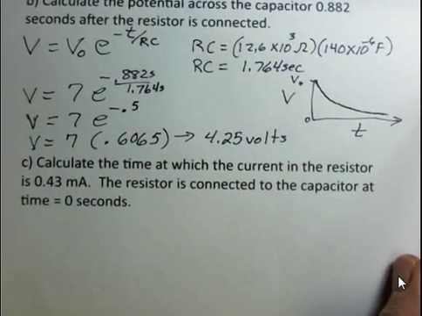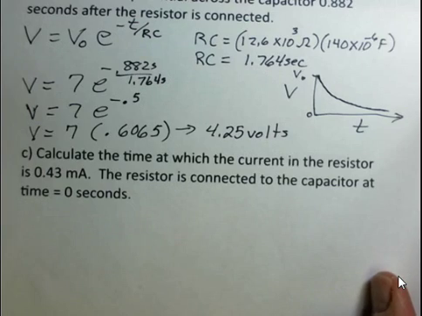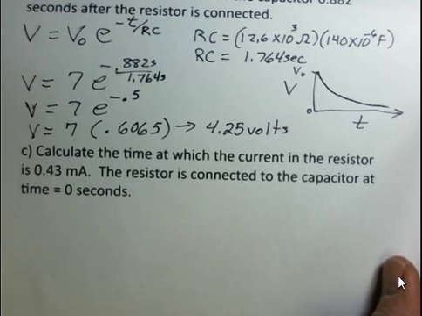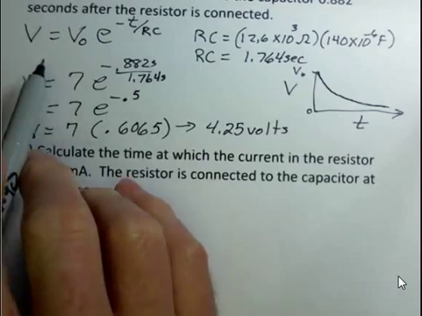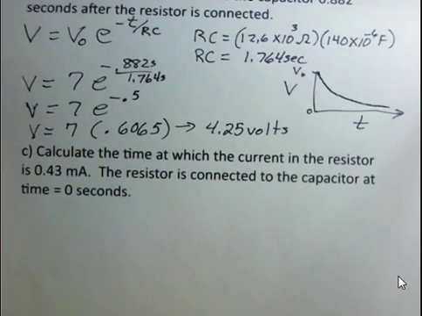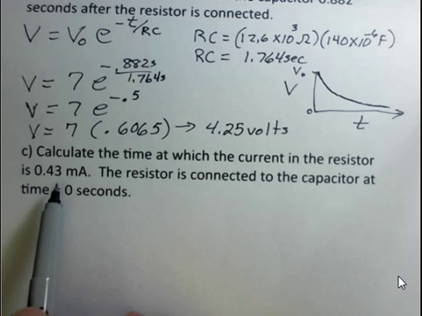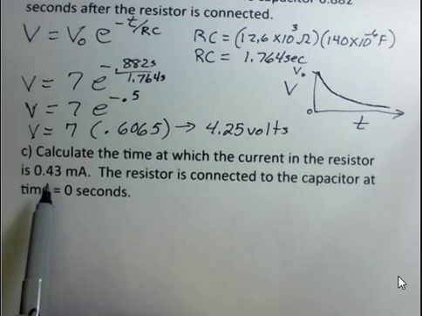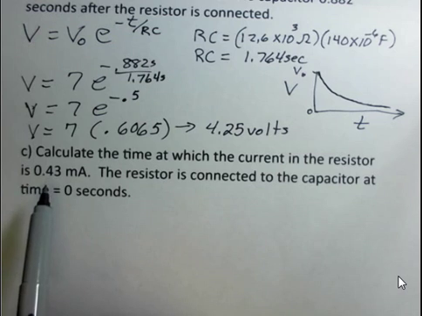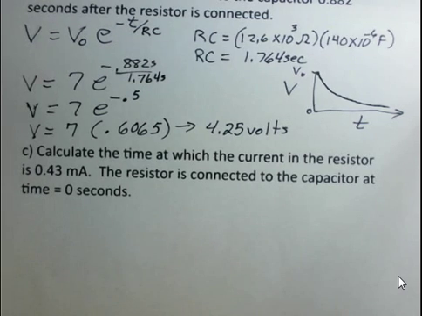Okay, what about if we want to calculate the time at which the current in the resistor is 0.43 milliamps? I don't have an equation for current, I have an equation for voltage. If we know the current in the resistor and we know the resistance value, can we find the voltage for our capacitor? And the voltage of the capacitor is going to be the same as the voltage of the resistor, since they're the only two circuit elements in the circuit. One's positive, one's negative. Won't bother with that. But how do we go about finding that?